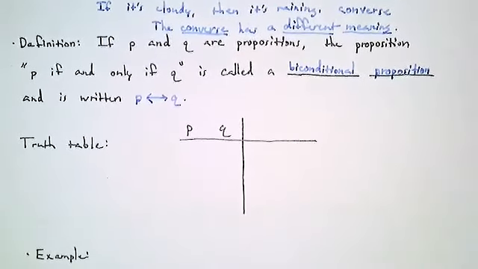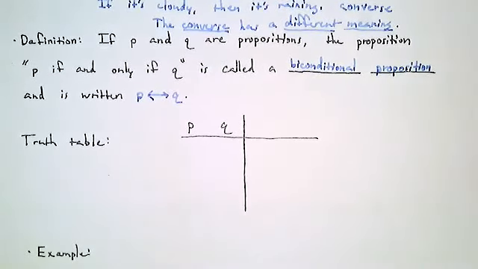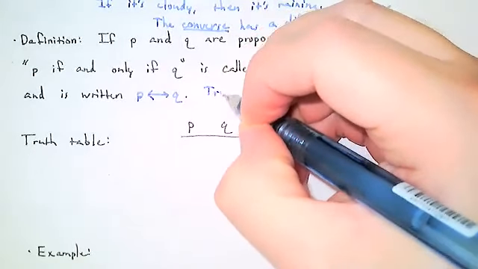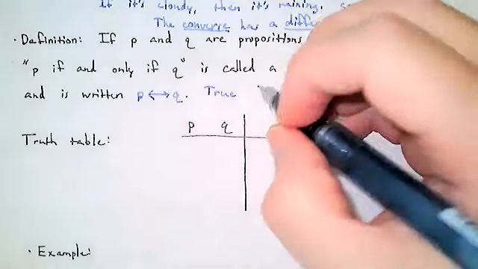So the biconditional statement is true when P and Q have the same truth value.